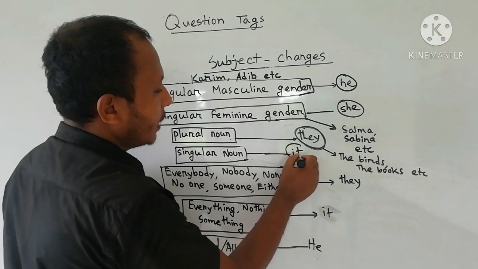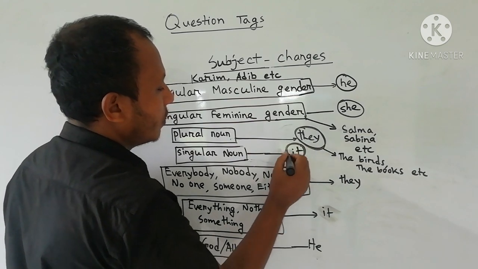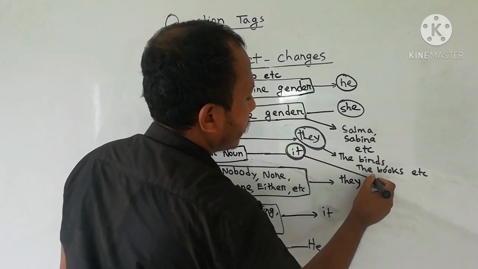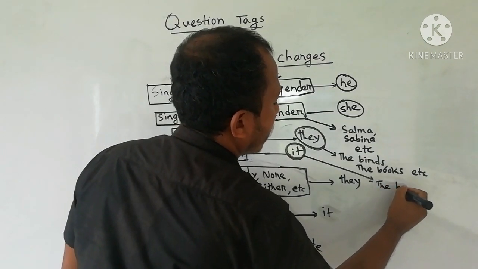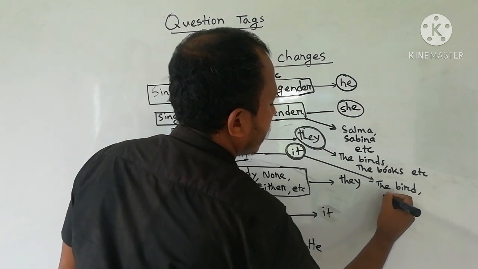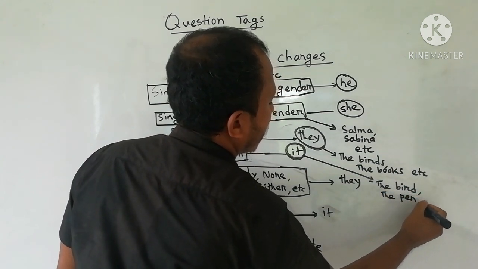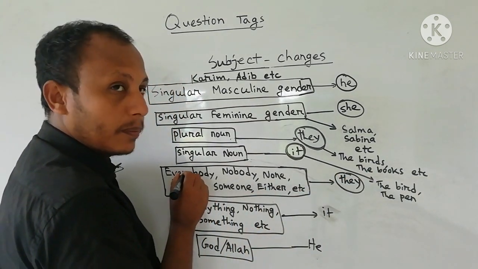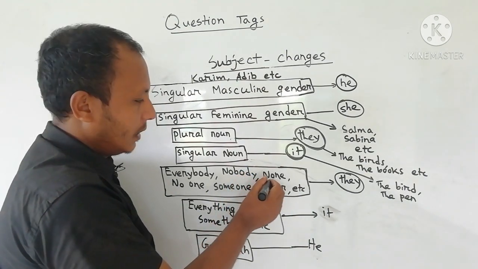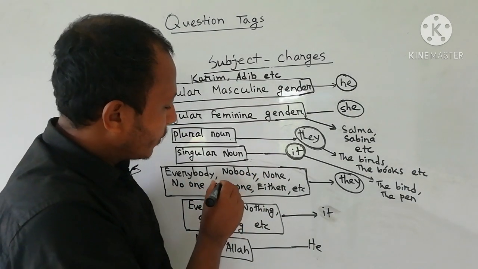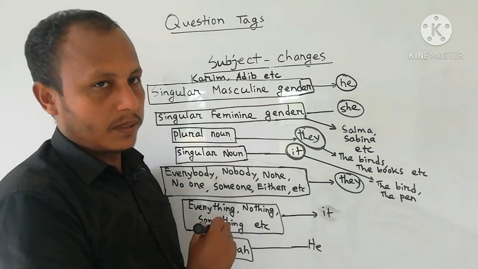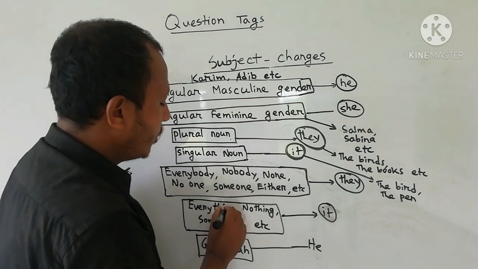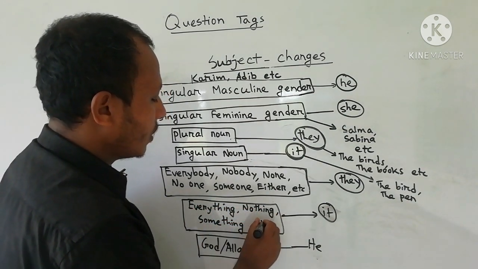It also is a pronoun. This pronoun will be used for singular noun. For example, the bird. The bird is a singular noun. The pen, etc. This pronoun they will be used for everybody, nobody, none, no one, someone, either, etc. It will be used for everything, nothing, something, etc.